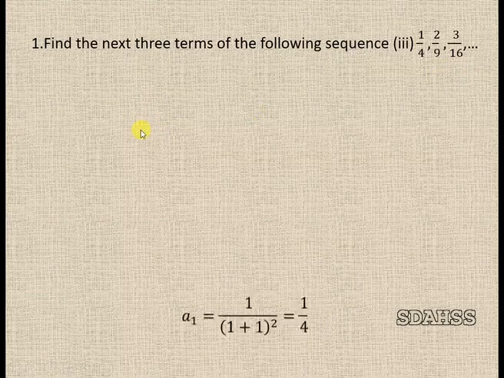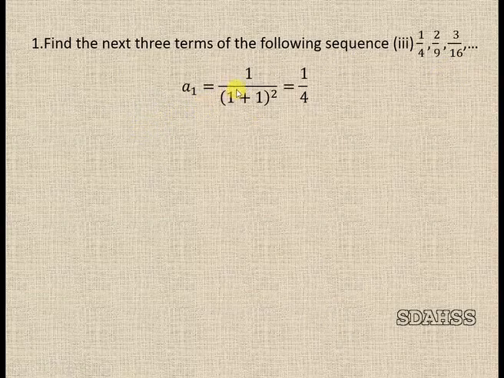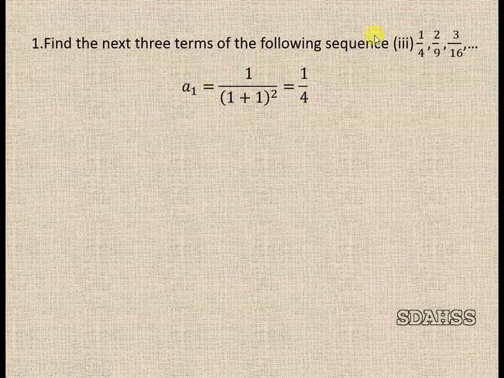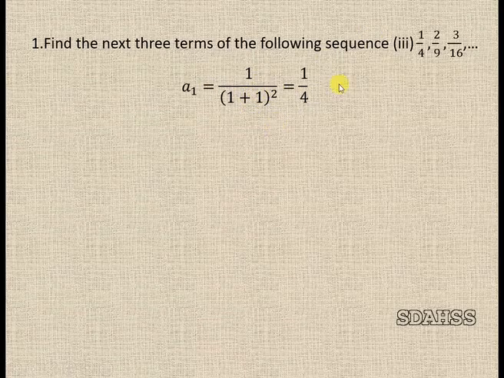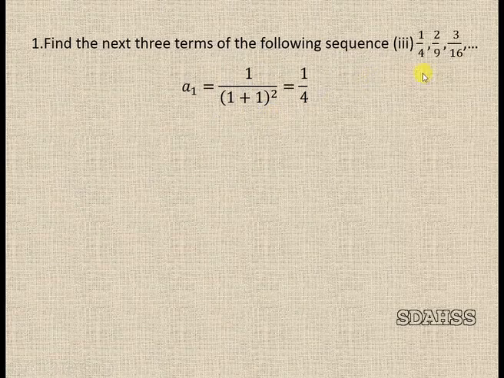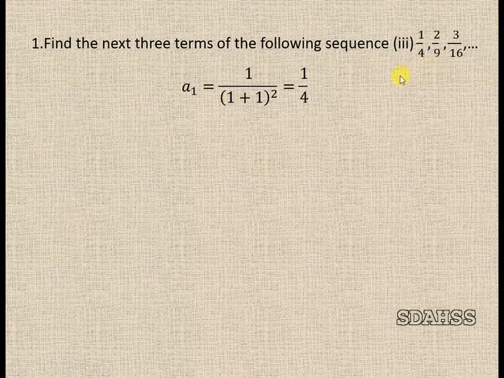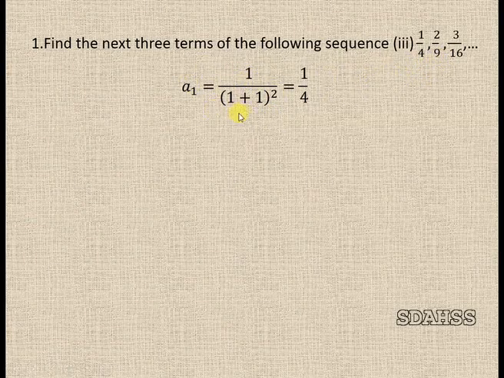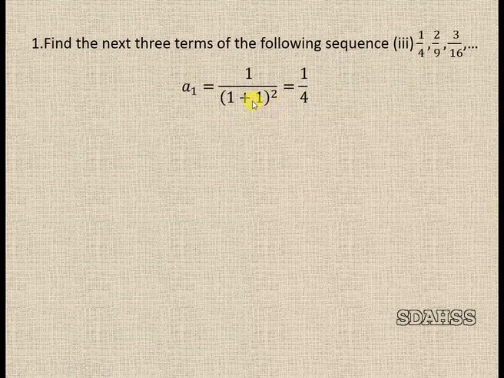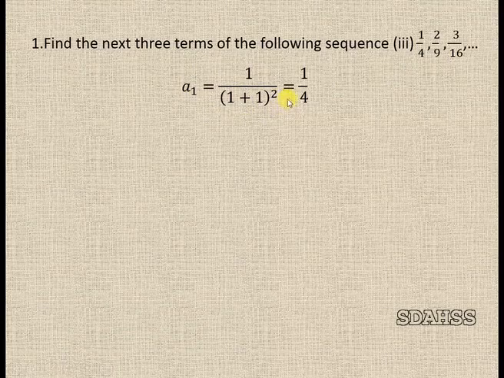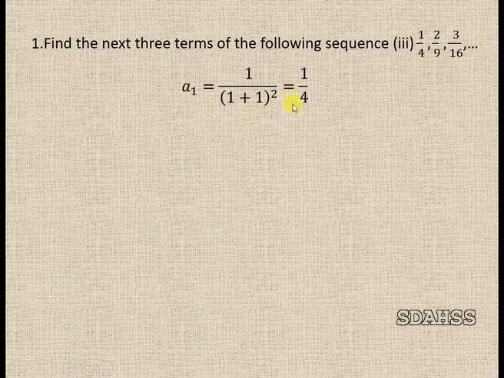Subdivision 3. 1/4, 2/9, 3/16, etc. First term A1 is equal to 1/1². Now the given sequence is of the form n/(n+1)². Then 1/1² is equal to 1/4, where 2² means 4.